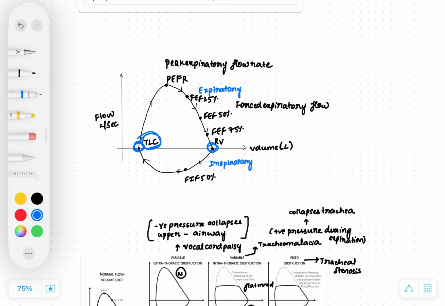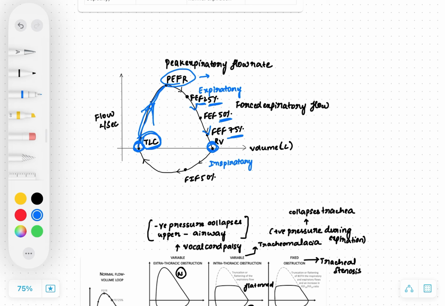So there will be exhalation with maximum effort, and there will be a rapid rise in the flow rate. This is the peak expiratory flow rate. And then after the peak expiratory flow rate, what will happen? The lung volumes will reduce. Then comes the forced expiratory flow. This is at 25% of volume, this is at 50% of lung volume and 75% of lung volume. Here there will be a gentle slope downwards.